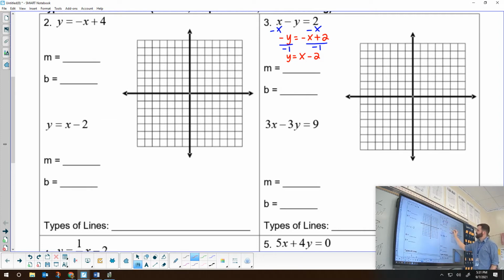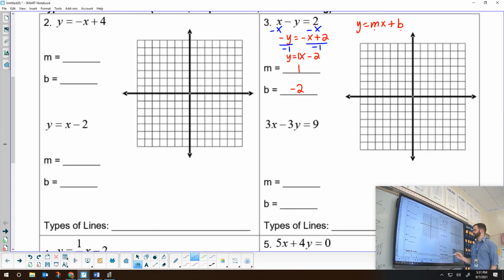So what's my slope? Well, you might be tempted to say there's no number in front here, but there's actually an invisible 1. So my slope is 1. My y-intercept is going to be -2, because my y-intercept is the number at the end. Remember, we're working with y equals mx plus b. M is my slope, b is my y-intercept.